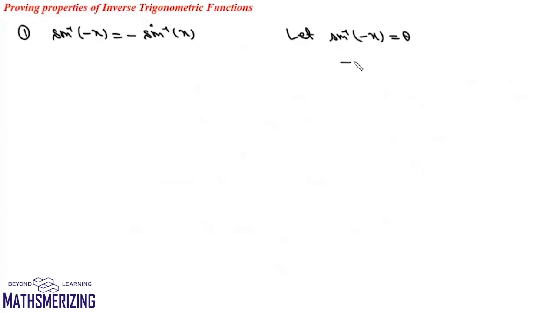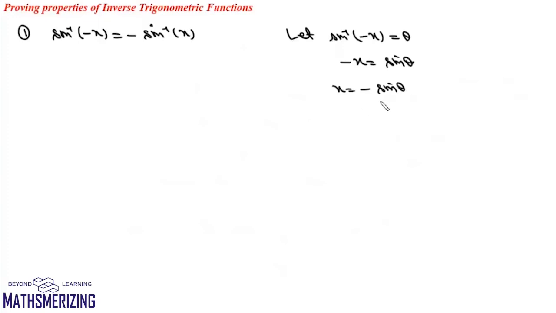Now the first property is sine inverse of minus x. It is minus sine inverse of x. Now, how do we prove it? So, what we'll do is we'll let sine inverse of minus x be some angle theta. So, we'll get minus x equals sine theta. Now we can take this minus on the right hand side. We can write x as minus sine theta.